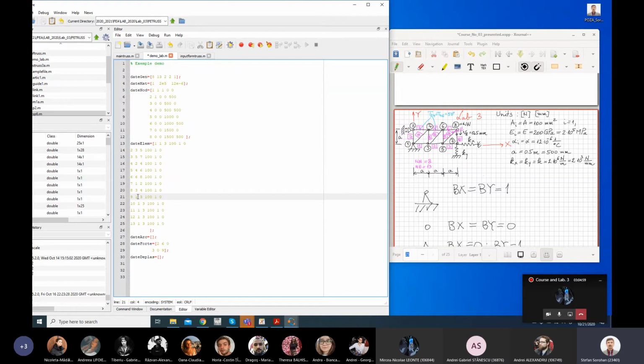Nine is 5, 6, or 6, 5, it is the same. And 10 is 7, 8. Eleven is the first diagonal, 1, 4. Twelve is 3, 6, and 13 is 5, 8.